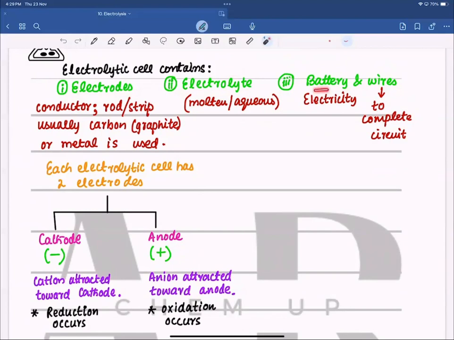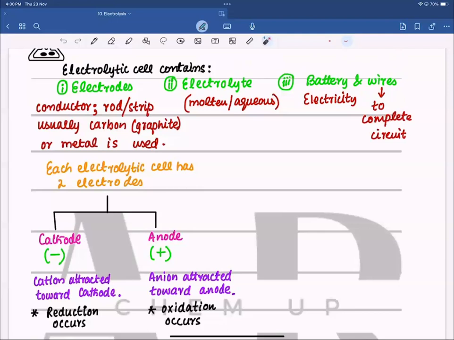Okay, then why do we use a battery? As we have discussed, we have to provide electricity, so to provide electricity, we use a battery. The wires are there to complete the circuit. Now, what are electrodes? Electrodes are basically conductors. They are always in the solid state. Usually in the form of a rod or strip, made of graphite, because graphite conducts electricity. Besides graphite, we can make them from any metal as well, but mostly we use graphite as the electrodes.